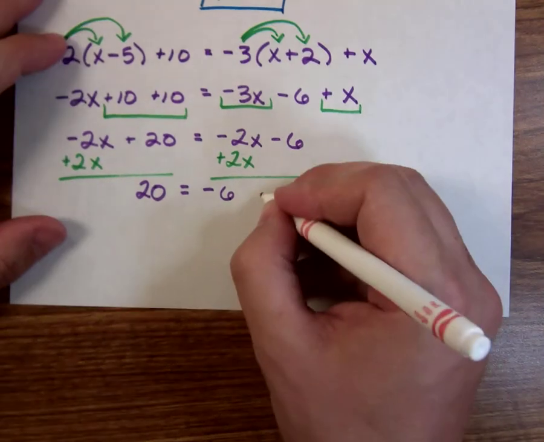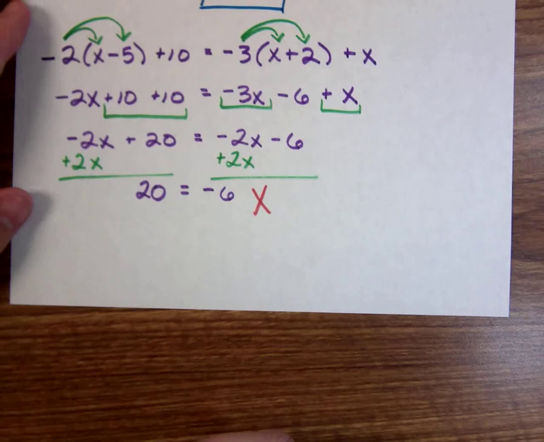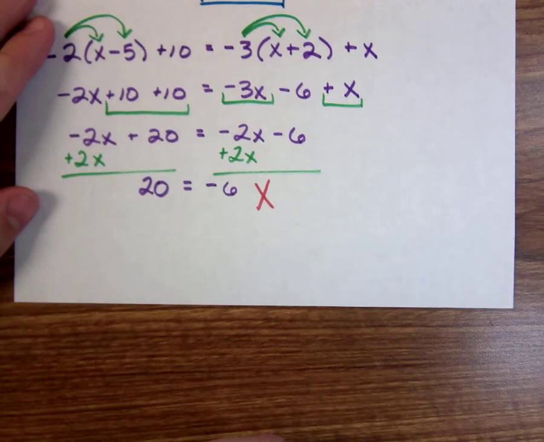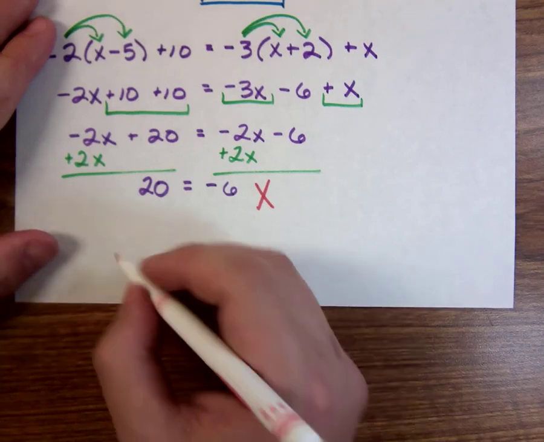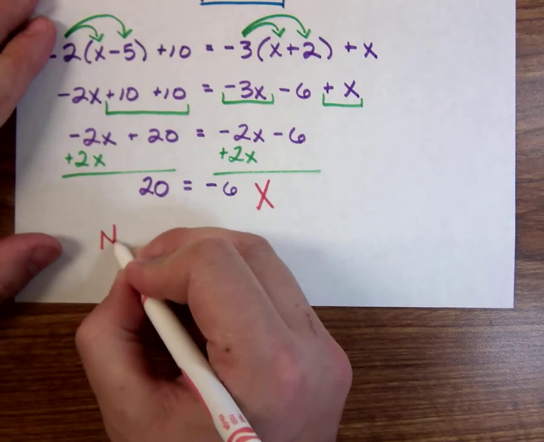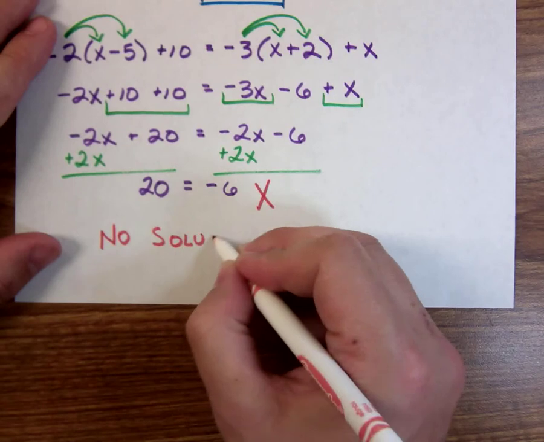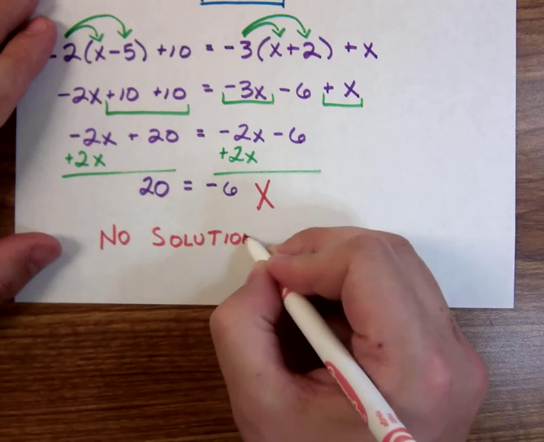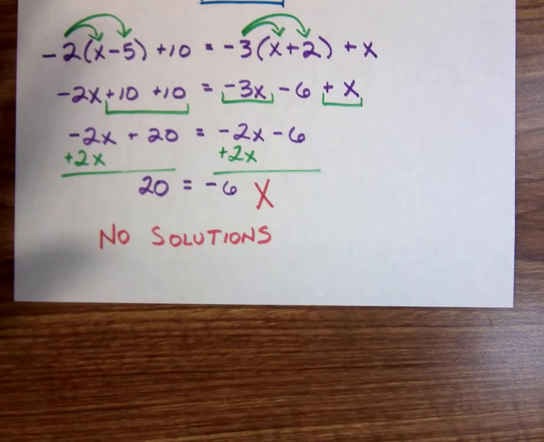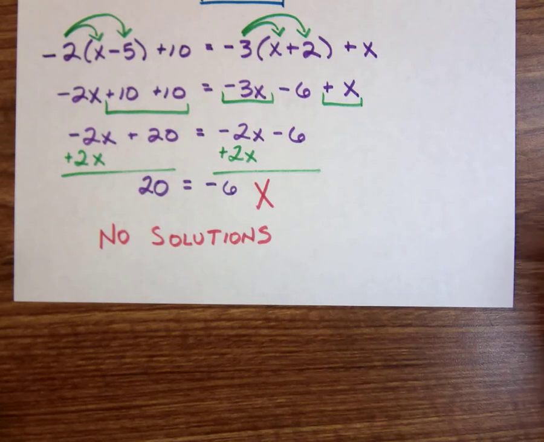No. Okay, so what does it mean when the x's disappear and we're left with a phrase here, 20 equals negative 6, that isn't true? It means there are no solutions to this equation. That's crazy. No, it's defined. There aren't any solutions.